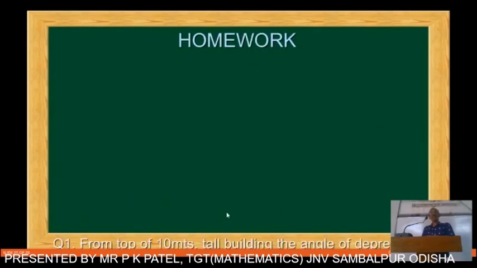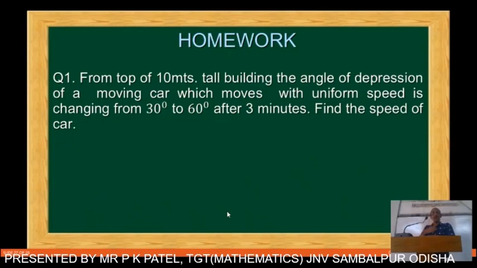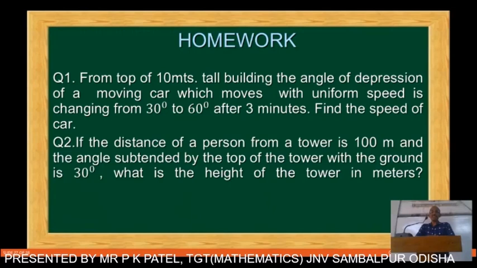This is your homework. Question number 1. From the top of a 10 meter tall building, the angle of depression of a moving car which moves with uniform speed changes from 30 degrees to 60 degrees after 3 minutes. Find the speed of the car. Question 2. If the distance of a person from a tower is 100 meters and the angle subtended by the top of the tower with the ground is 30 degrees, what is the height of the tower in meters?